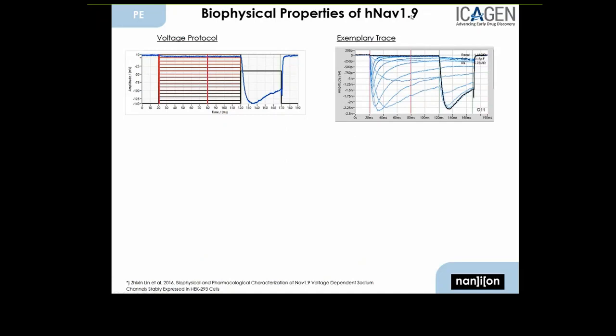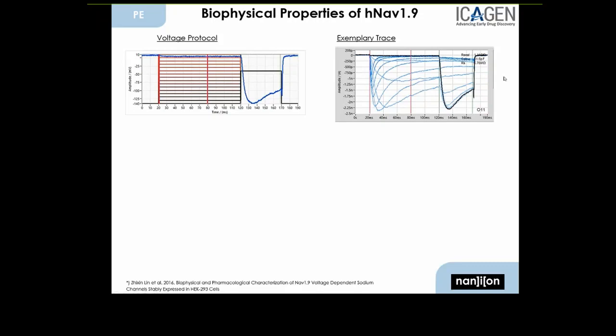So I guess to make a stable NAV 1.9 cell line is a very tedious and long process. And when you have achieved this, the first thing you want to see is that the biophysical properties are what you expect. So basically, the first thing is you do some kind of biophysical characterization, and that was done here with Icogen using this protocol, where you start from a very negative holding potential, going in short steps towards positive potential, and then have a test pulse here in the end.